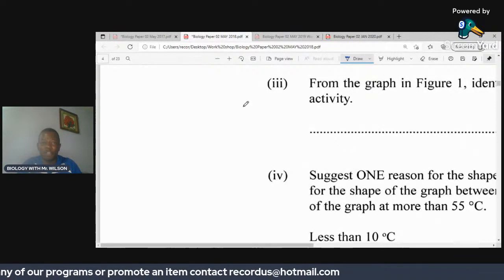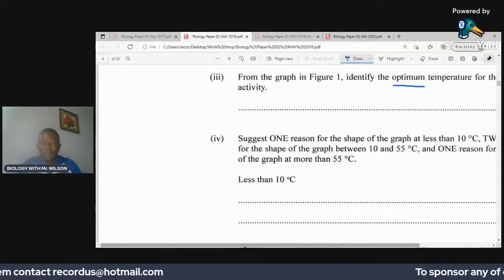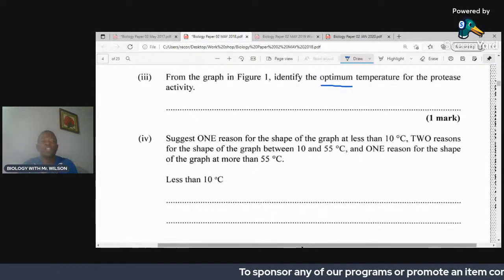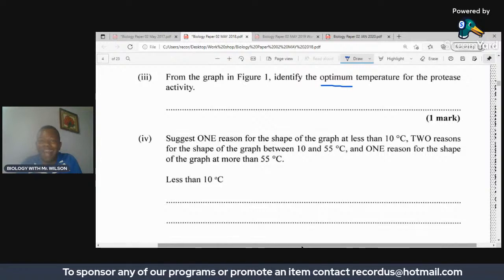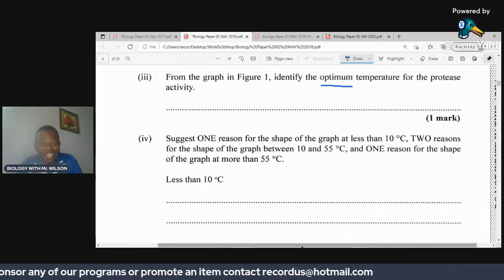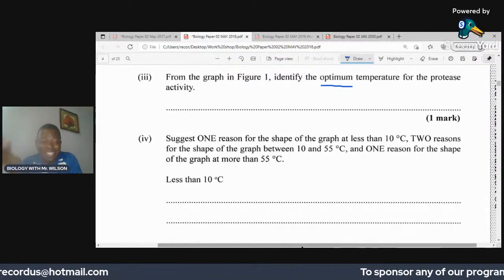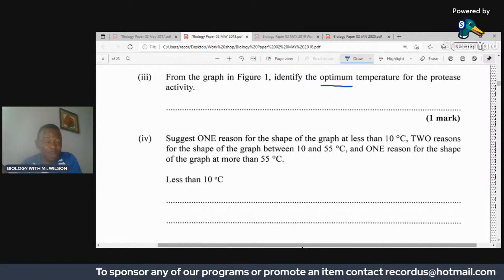The first question to be answered here, we're supposed to suggest one reason for the shape of a graph at less than 10 degrees Celsius. Now, when you see something like this on an exam paper, it is simply asking you about the properties of enzymes. That is what it is asking you about.